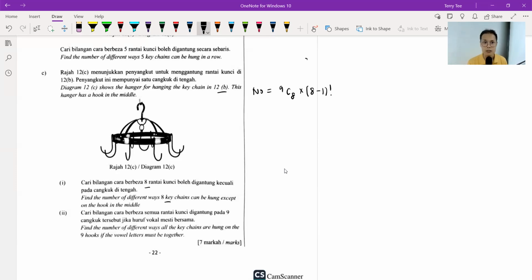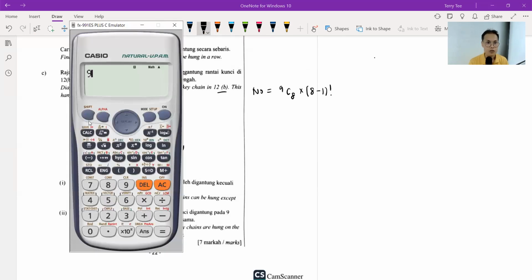So yeah, if out of 9 I choose 5, then I arrange 5. But now I'm taking out of 9, I'm choosing 8. If I arrange in a row, it'll be 8 factorial. But if I arrange in a circular arrangement, it'll be 8 minus 1, which is 7 factorial, or you can say 8 factorial divided by 8. Okay, so let's count. This is 9 choose 8 times 7 factorial.